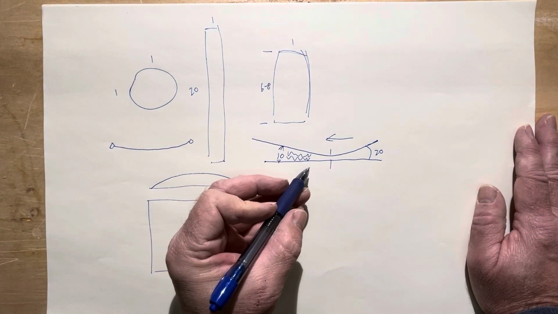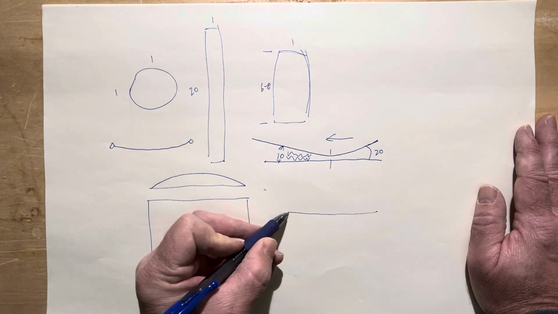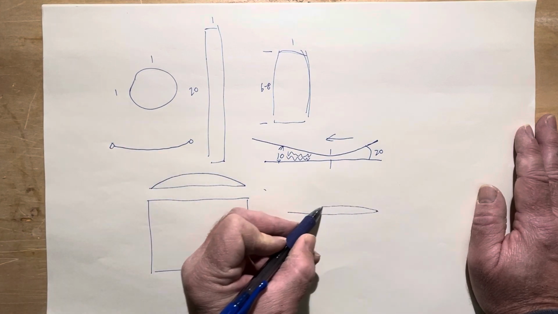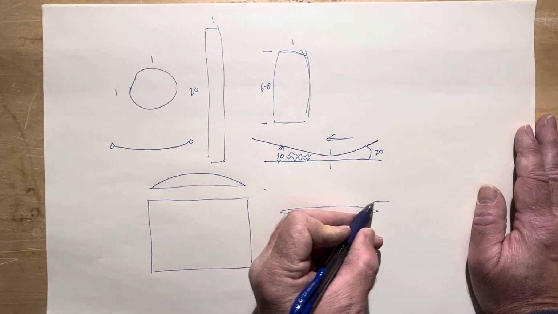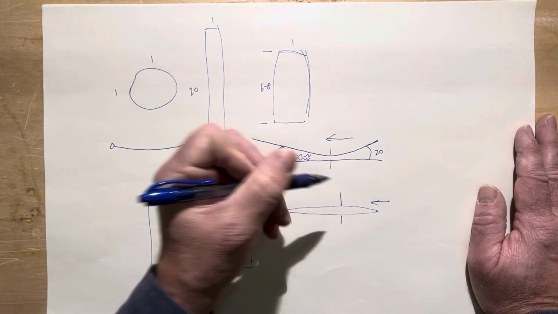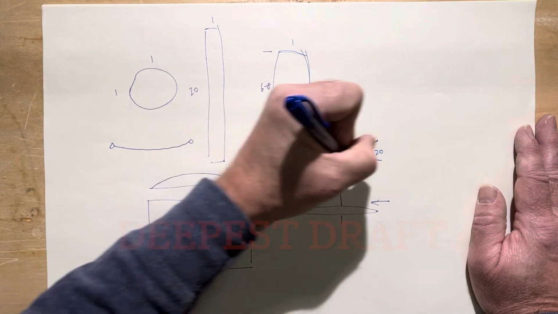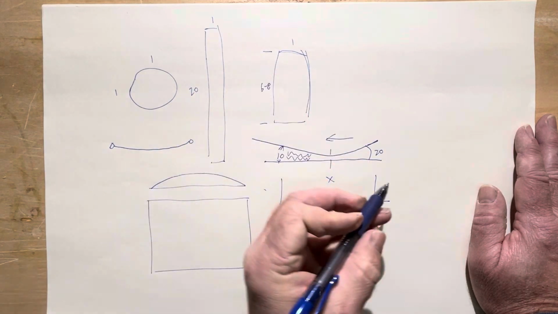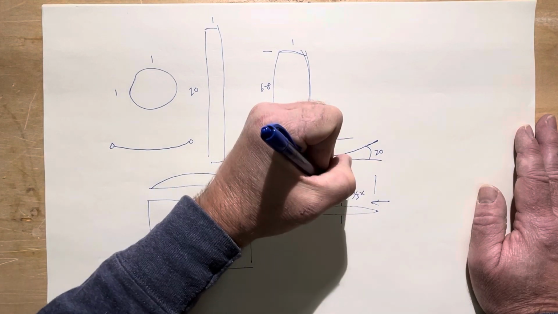And so to avoid that, there's something called the airfoil shape. And the airfoil shape is basically this, where the widest part of the foil is, if this is X front to back, this is 1/3 X.